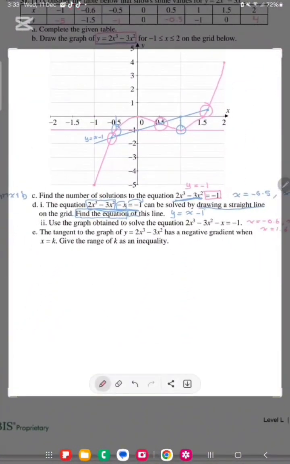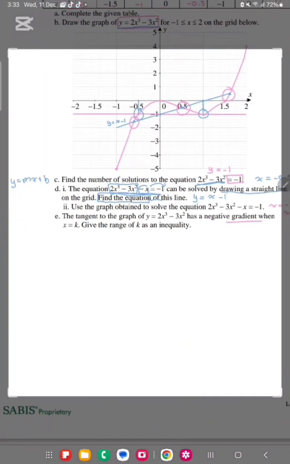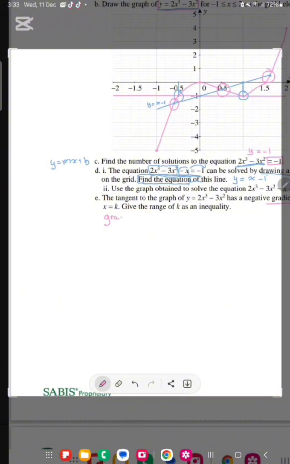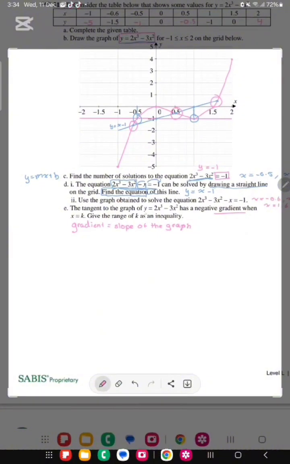Now, the tangent to the graph has a negative gradient. You need to know what a gradient is. Gradient is equal to the slope of the graph. So here they're basically telling you that this equation has a negative slope, gradient means slope, when x is equal to k. And they want the range of k as an inequality.